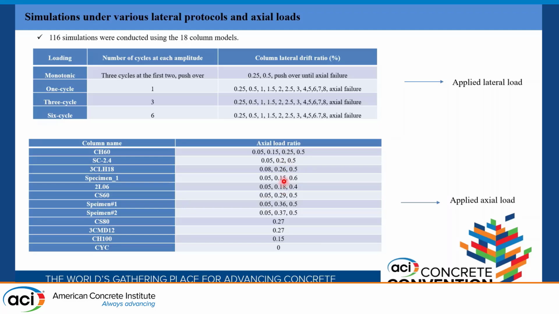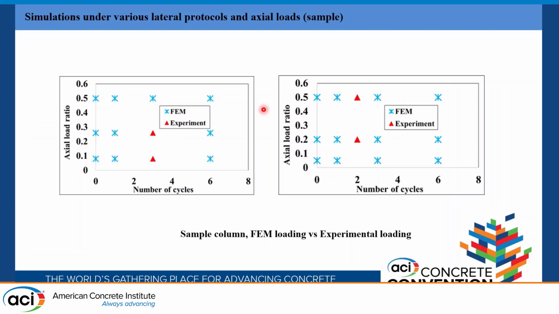So we have about 0.15, 0.2 as axial load, and we tested for high axial load as well. So we made about 116 reinforced concrete columns to see what would be the damage. And this is the sample right now. So these are the samples for 2 columns.